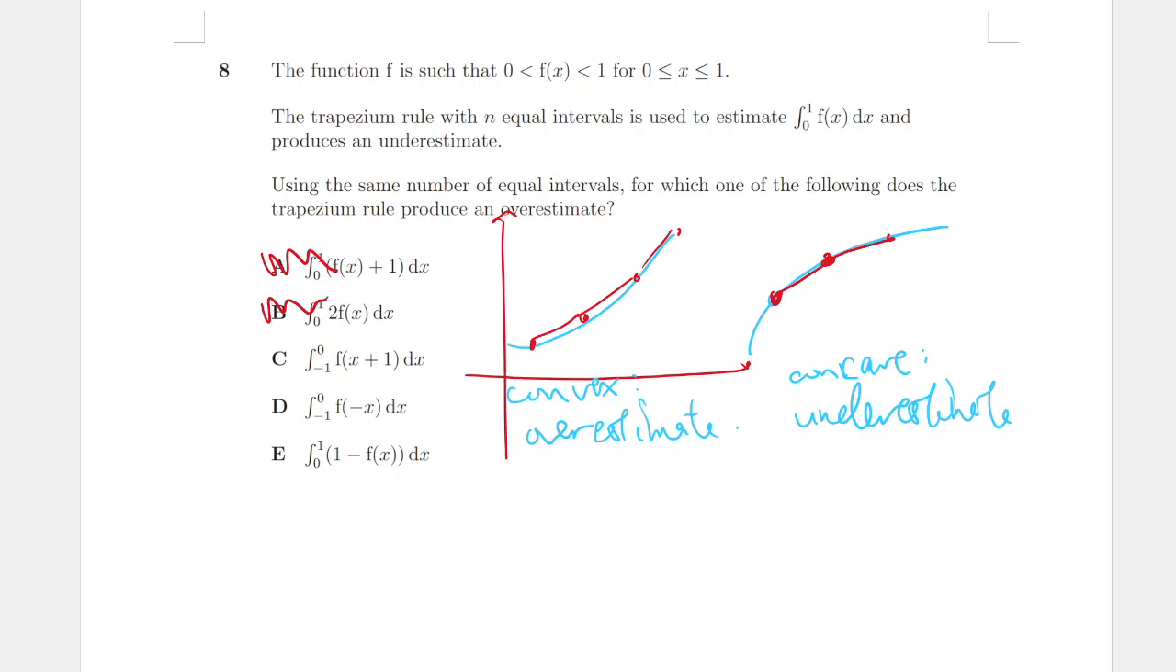Okay, how about C? So f(x + 1), you're moving the graph to the left by 1, right? Again, it doesn't change the shape of the graph even, right? So therefore, convex still convex, concave still concave.